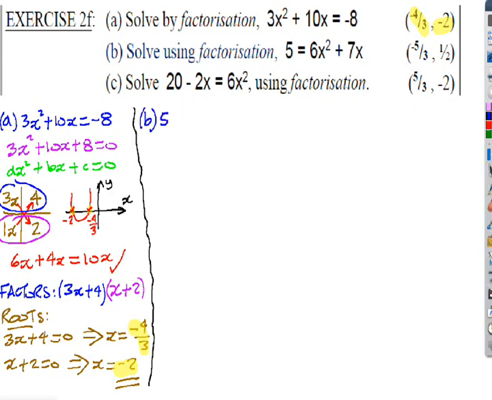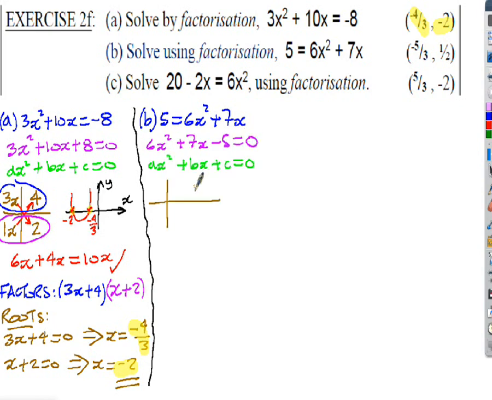Question B, we're given 5 is equal to 6x squared plus 7x. Again, need to rearrange it to get all the terms onto one side, so I'll write that as 6x squared plus my 7x, and subtracting 5 from both sides, that now equals 0. So factors of 6x squared could be 6x and 1x, or it could be 3x and 2x. I think I will try in this case 3x and 2x. That's the factor of 6x squared there.